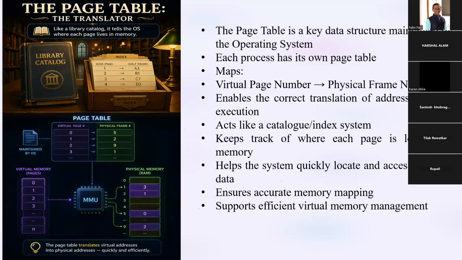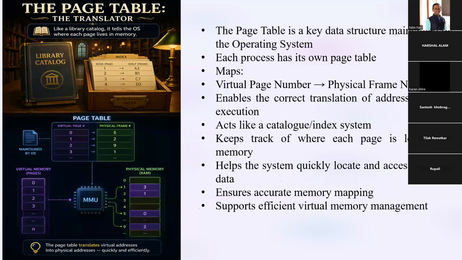The page table plays a crucial role in the system. It enables fast address translation from virtual to physical memory. It tells where a page is present in RAM or not. It helps trigger a page fault if the page is missing. It ensures each process gets its own isolated memory space.